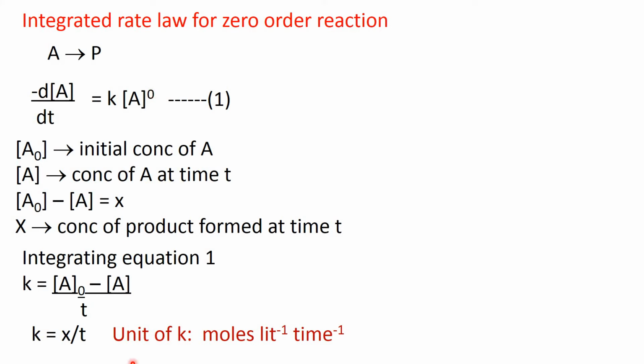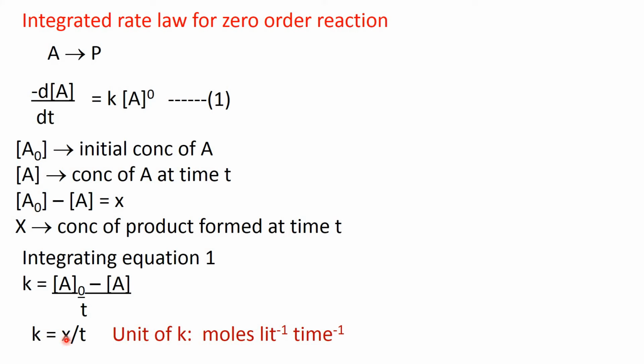Then if you integrate this equation, finally you will get K equal to (a0 minus a), and a0 minus a is x. That means the difference in the concentration of the reactant is nothing but equal to the product, because the reactant is converted to product, so K equals x by t. And as usual, a0 is the initial concentration, a is the concentration of A at time t, and a0 minus a is x, the concentration of product formed at time t.